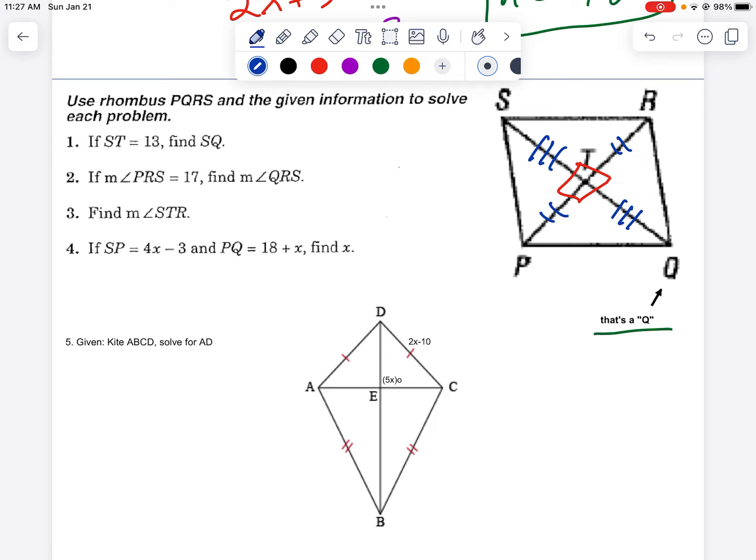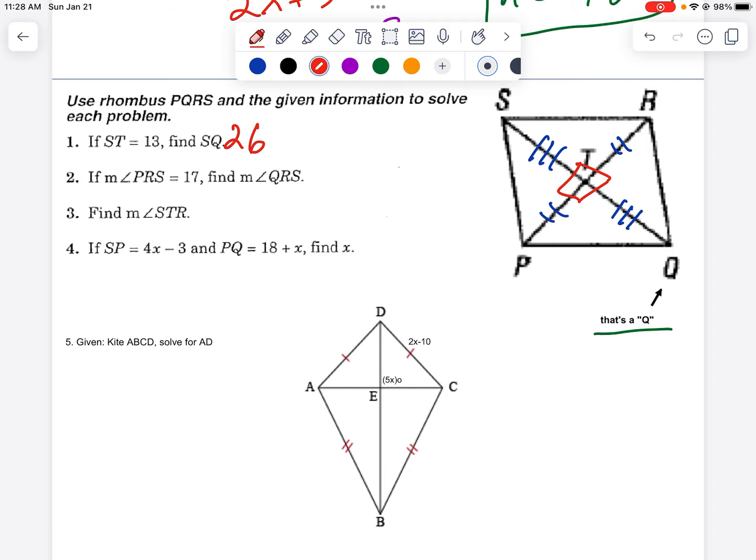Okay, so if I'm looking at my diagonals, I know that this is 13, SQ. Well, if this is 13, S to T is 13, that means T to Q is also 13. So what is the entire thing? Well, what's 13 times 2 or 13 plus 13? It's 26. All right.